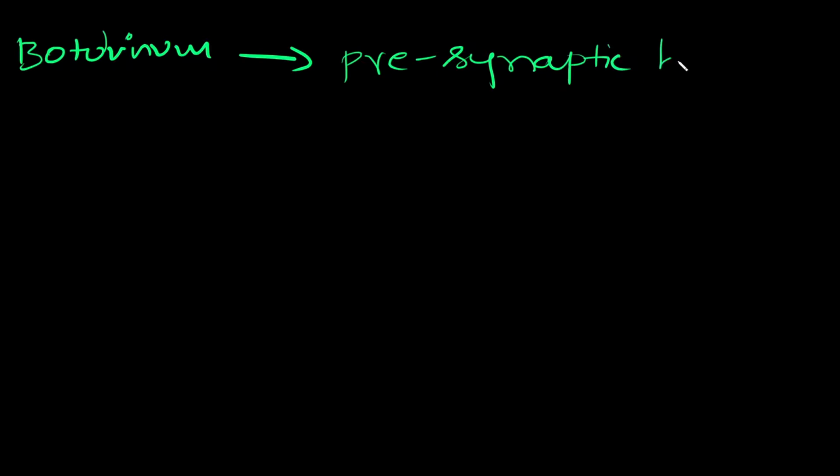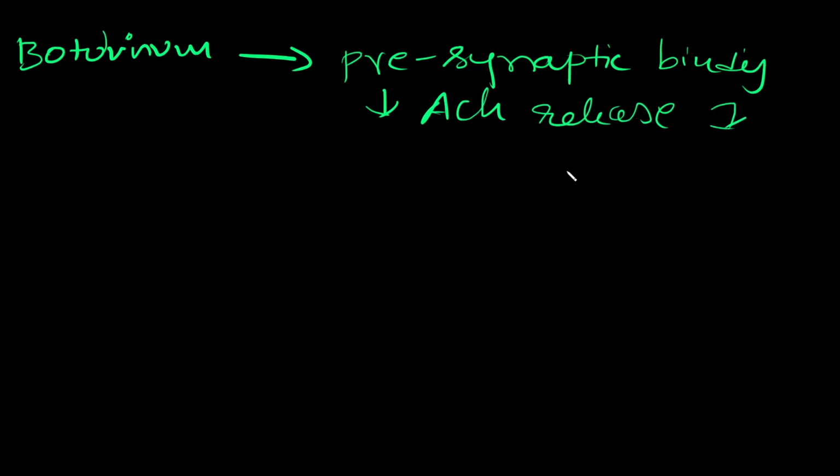Let's look at some common toxins or poisons or toxicants and their mechanism of action. Botulinum toxin acts by presynaptic binding and thereby decreases the ACh release, acetylcholine release, leading to neuromuscular block.